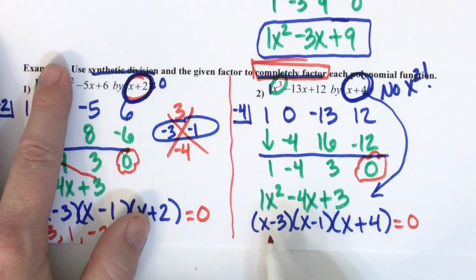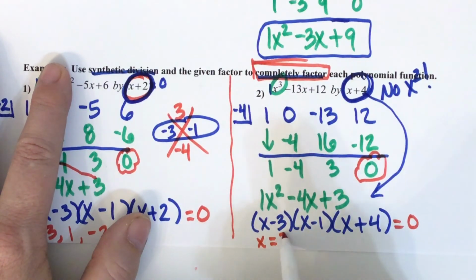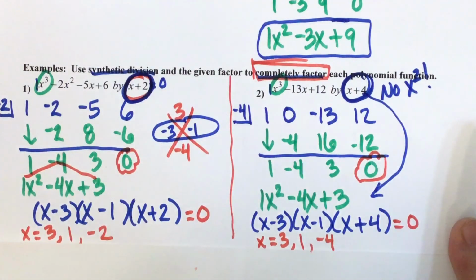What do you get if you set x -3 equal to 0? +3. Set x -1 equal to 0? +1. Set x + 4 equal to 0? -4. And those would be your zeros. And this is synthetic division.